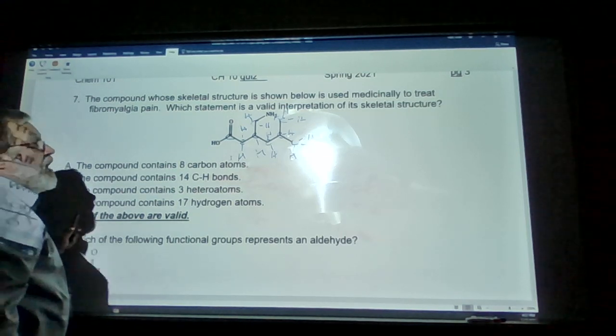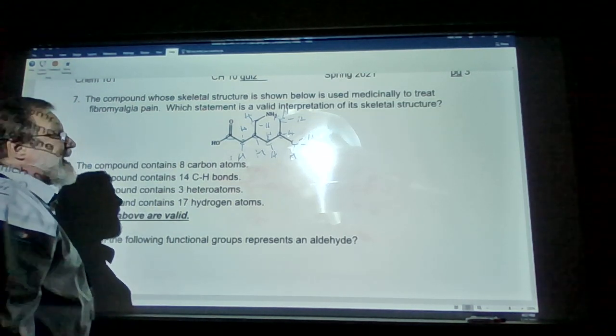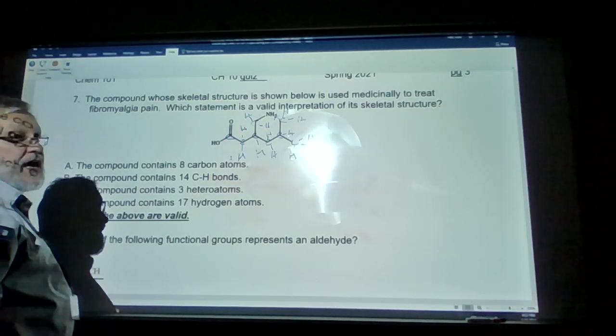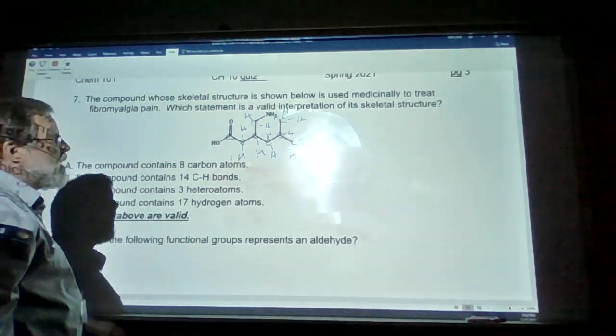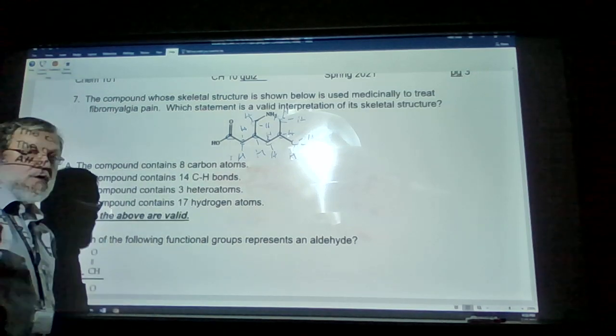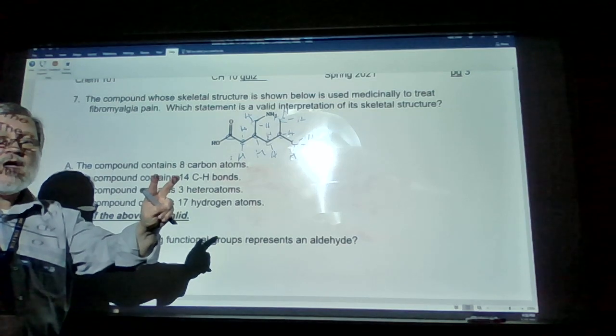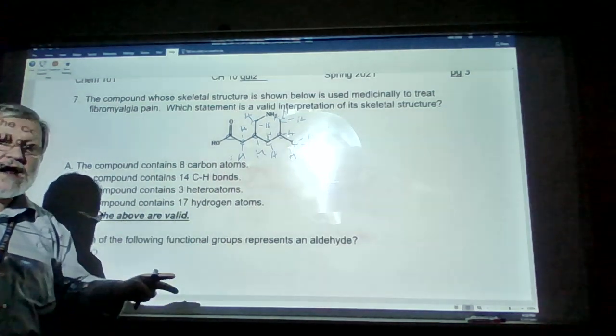In a skeletal structure, where lines start, end, and meet, there's a carbon. We don't show any attached hydrogens because we assume that you know that carbon has 4 bonds. If carbon is only shown bonded to 2 things, then you assume the other 2 bonds are hydrogens.